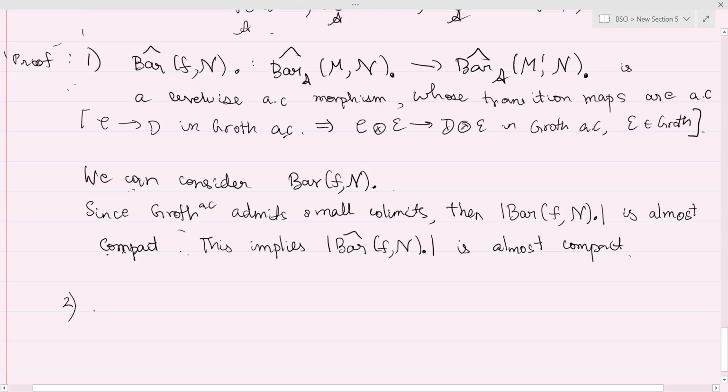So we have a similar statement about left exact for F left exact, which is like this bracketed statement. So again, we consider first the bar complex in Groth.